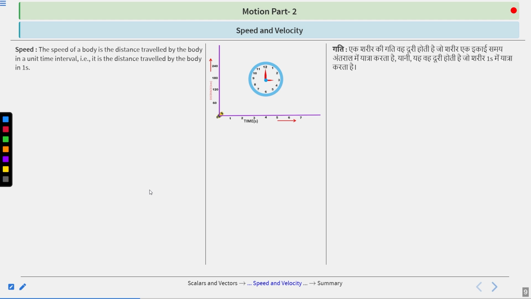Now the speed and velocity. These two terms we often get confused about, like what is the speed and what is the velocity, because they are similar to each other when we talk about them, but they are also different from each other from the scientific point of view. So first, the example of speed: the speed of a body is the distance traveled by the body in a unit time interval. Therefore, it is the distance traveled by the body in 1 second.